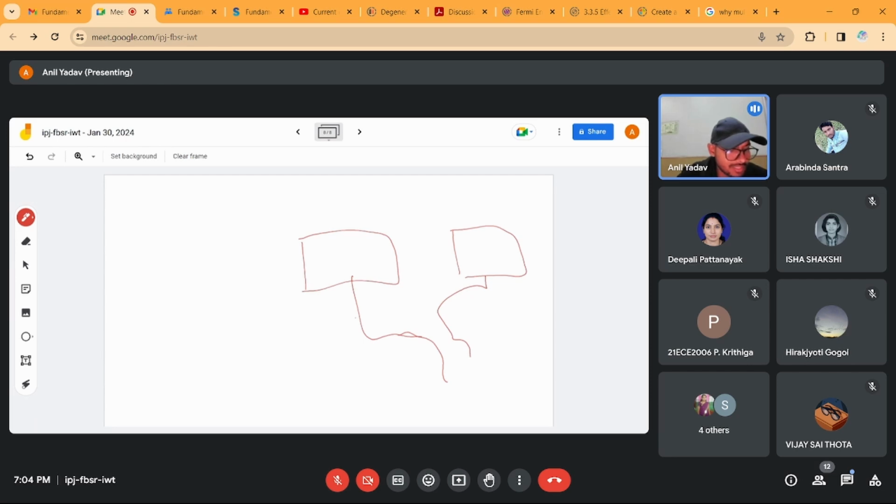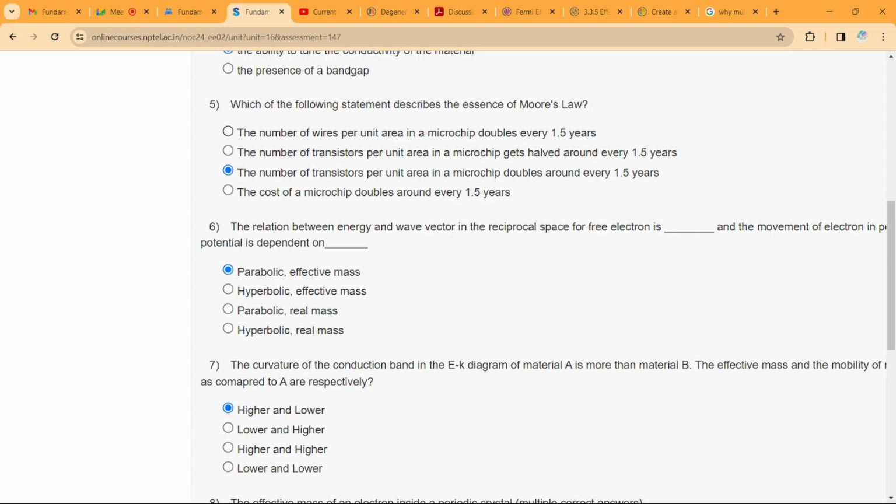The number of transistors per unit area in a microchip gets halved. No. This is saying the number of transistors will get halved, so that means the chip area will get doubled. That cannot happen. Otherwise, in the current regime, this laptop size would get doubled. That is what they are saying, so that cannot happen.